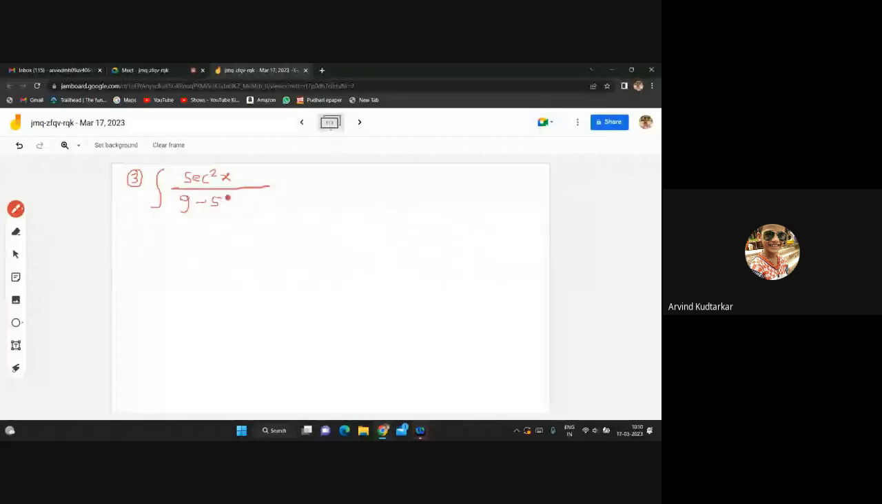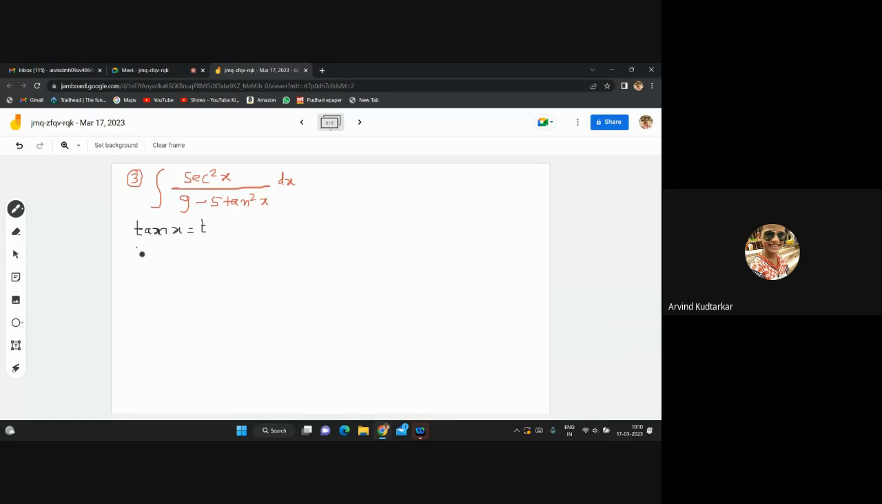5 into tan square x dx. Okay. So we know here the derivative of tan is sec square x and it is already there in the numerator. So from that we can use the substitution tan x is equal to t. You have to take this substitution because the derivative of tan is in the numerator. That is, the derivative of tan is sec square x. So substituting tan x is equal to t.